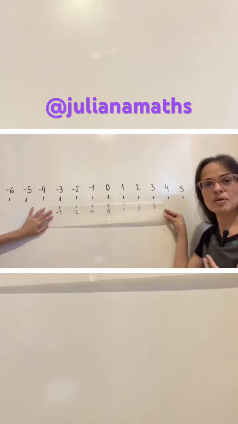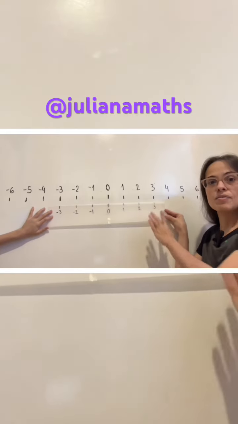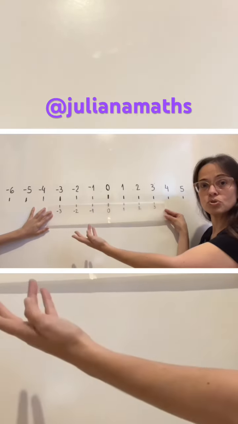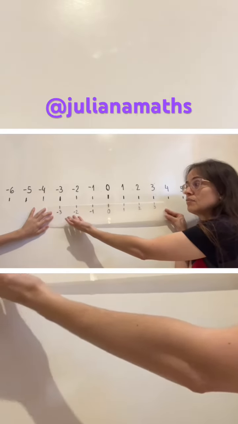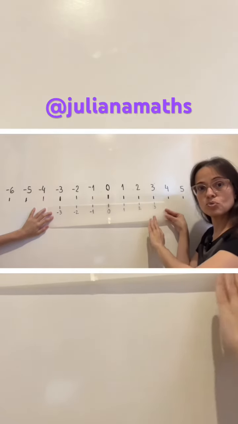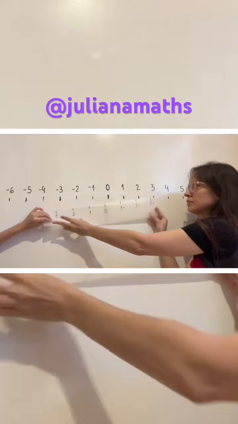If you multiply by -1, the positive numbers want to go to the left and the negative numbers want to come to the right. So they are going to be reflected.